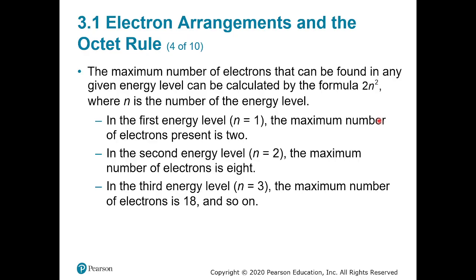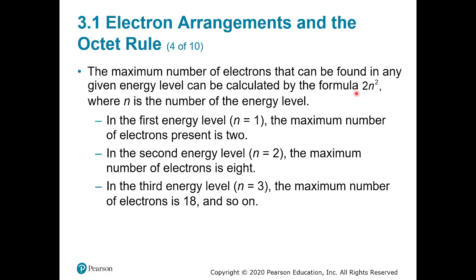So the maximum number of electrons that can be found in any given energy level can always be calculated by a formula, which is 2 times n to the power of 2. So n is the number of the energy level. For example, if we're on period 1, that's going to be energy level 1. We'd put 1 in here, and 1 to the second power is 1. 2 is the number of electrons that can go in the energy level.